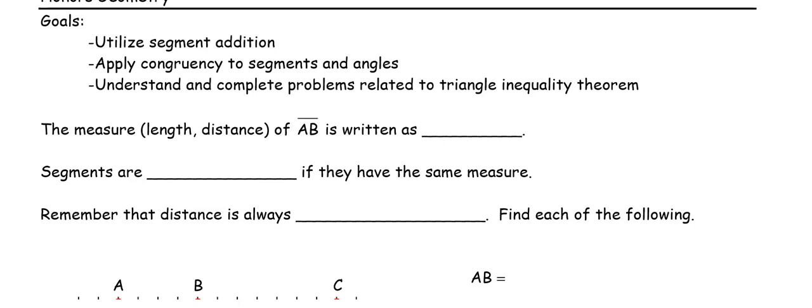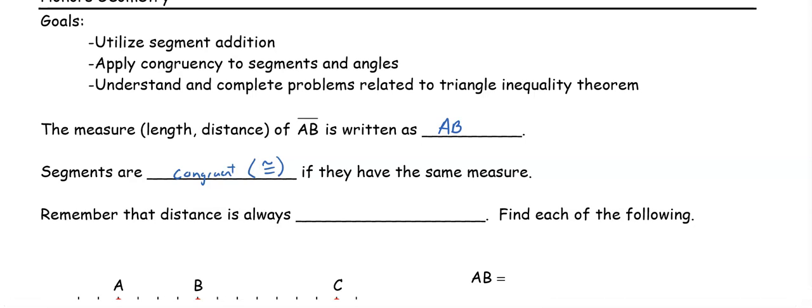In this video, we will utilize segment addition, apply congruency to segments and angles, and understand and complete problems related to triangle inequality. So the measure, which we could also call the length and the distance of segment AB, is written as AB. So there is no marking above the letters. If segments have the same length, they are going to be congruent. And we can write congruent with an equal sign and a tilde above it. So it's similar to a tilde over an N if you take Spanish.